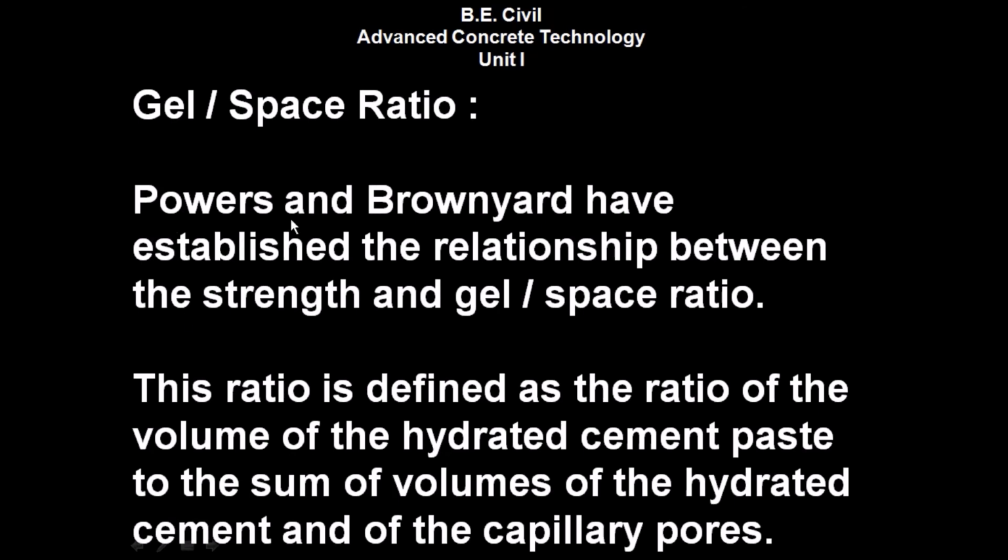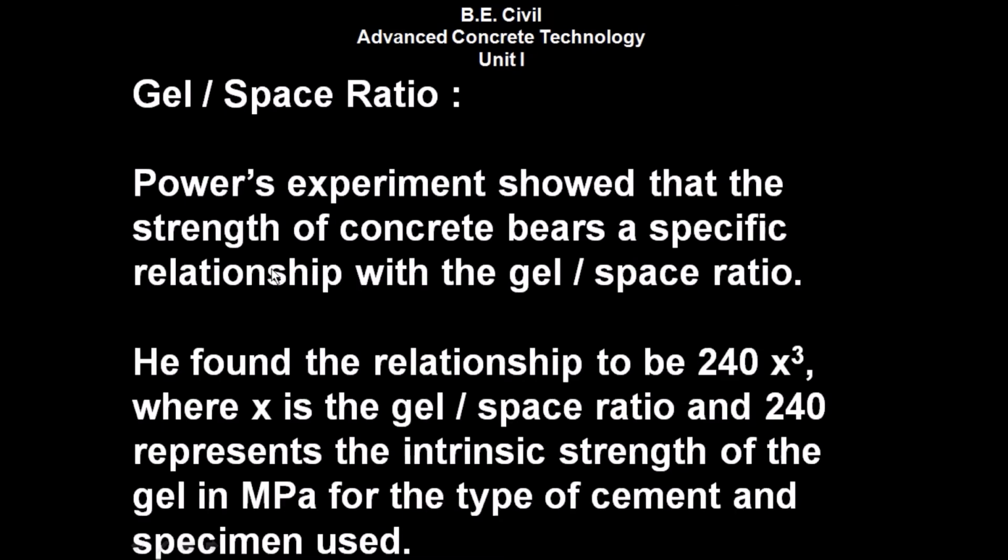Powers and Brownyard have established the relationship between the strength and the gel space ratio. This ratio is defined as the ratio of the volume of the hydrated cement paste to the sum of volumes of the hydrated cement and of the capillary pores. So Powers' experiment showed that the strength of the concrete bears a specific relationship with the gel space ratio.